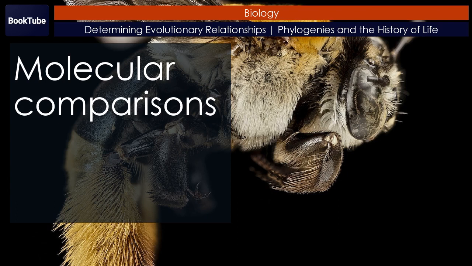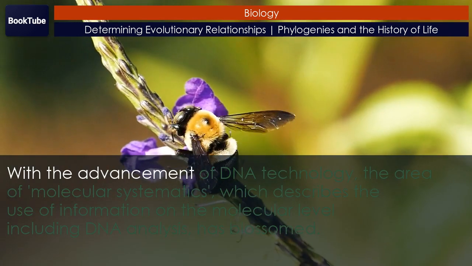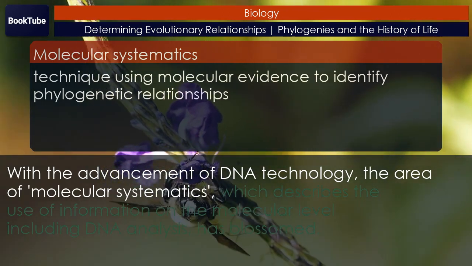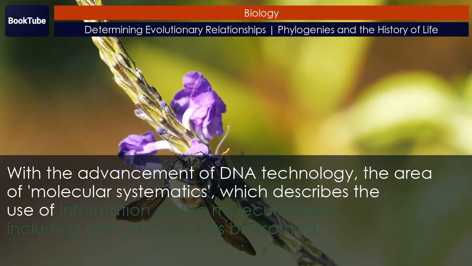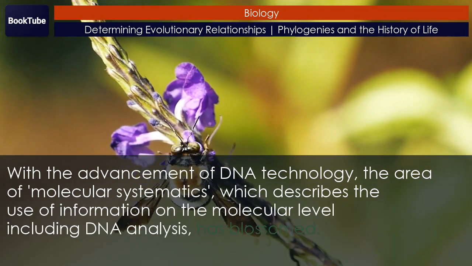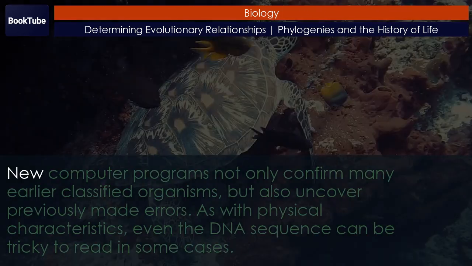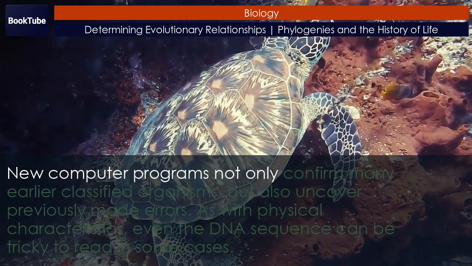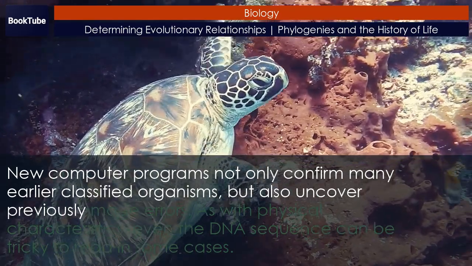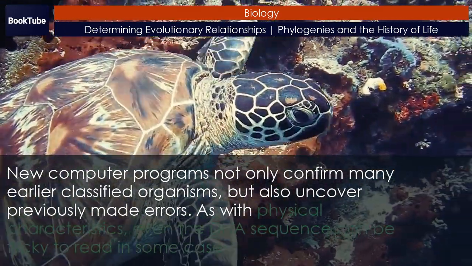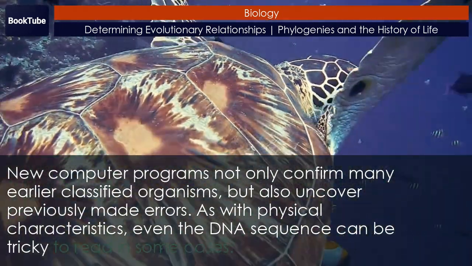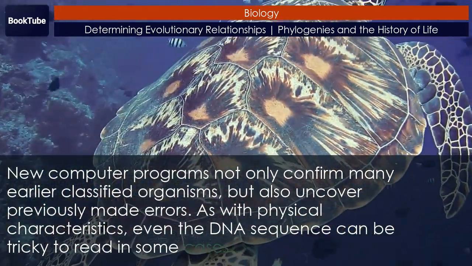Molecular comparisons. With the advancement of DNA technology, the area of molecular systematics, which describes the use of information on the molecular level including DNA analysis, has blossomed. New computer programs not only confirm many earlier classified organisms, but also uncover previously made errors. As with physical characteristics, even the DNA sequence can be tricky to read in some cases.